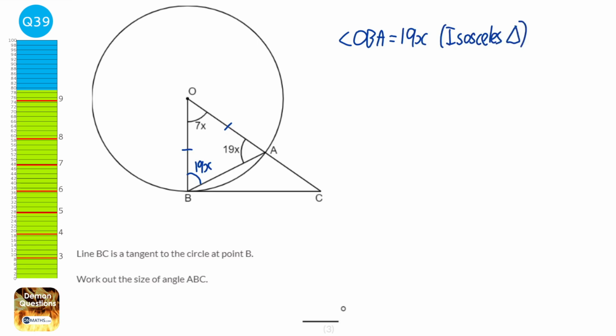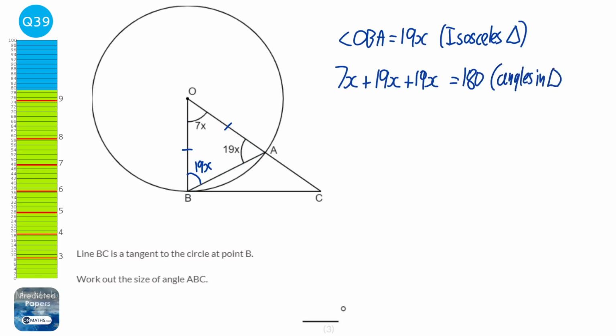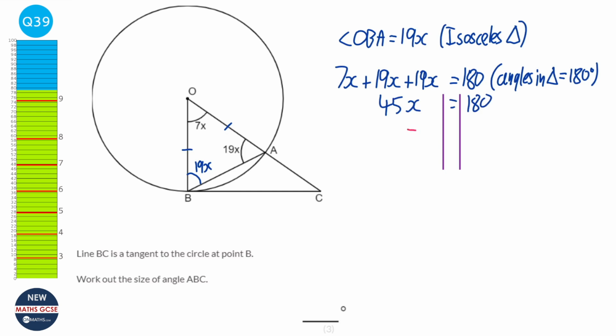Okay, so we know these two are equal. Well, we also can work out x because, as I said before, we have a triangle here. And all angles in a triangle add up to 180. So we've got 7x plus 19x plus 19x equals 180 degrees. And this is angles in a triangle equal 180 degrees. Try and write out these reasons in full. Okay, so that's going to be 45x equals 180. And let's get our solving lines in. And we're just going to divide both sides by 45. Okay, so we've got x equals 180 divided by 45, which is 4.